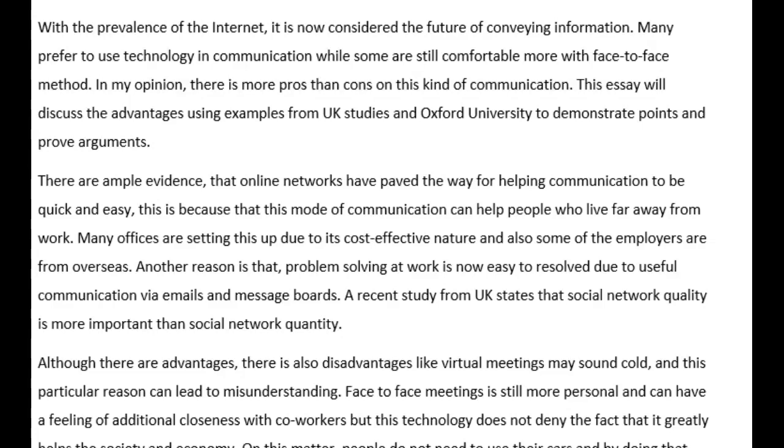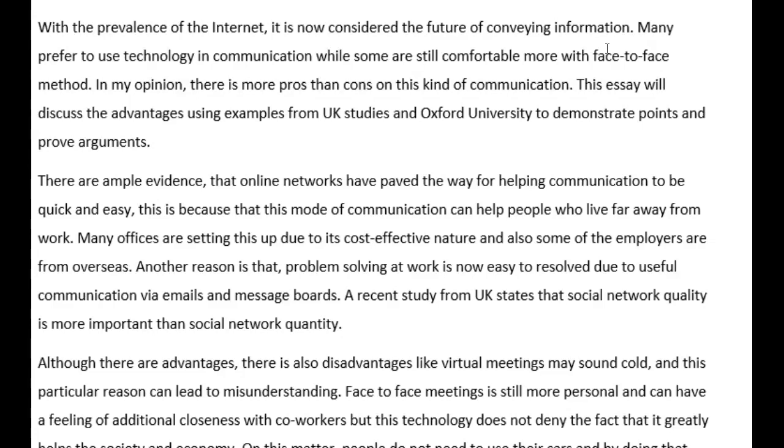With the prevalence of the internet, it is now considered the future of conveying information. Many prefer to use technology in communication, while some are still more comfortable with the face-to-face method.